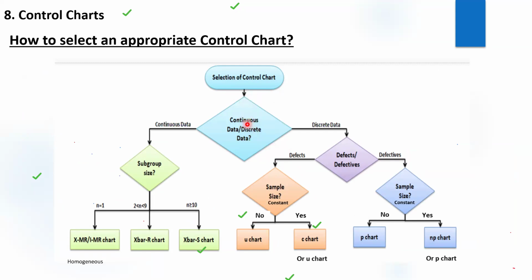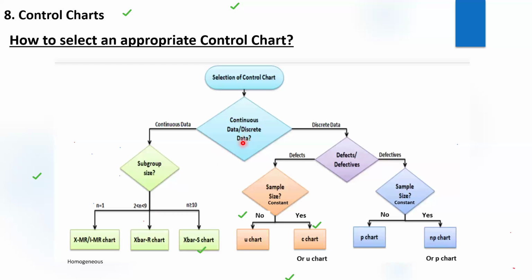First, whether data is continuous or discrete or attribute. Suppose it is continuous data, and suppose it is discrete data. Okay. So when the data is continuous, I will ask the question, how much is the subgroup size? If I am taking a subgroup between 2 and 9, then use X bar R chart. When I am taking a subgroup greater than 10, use X bar S chart. And when I am taking only one part, not 5 parts, only one, that is called IMR chart, individual moving range chart.